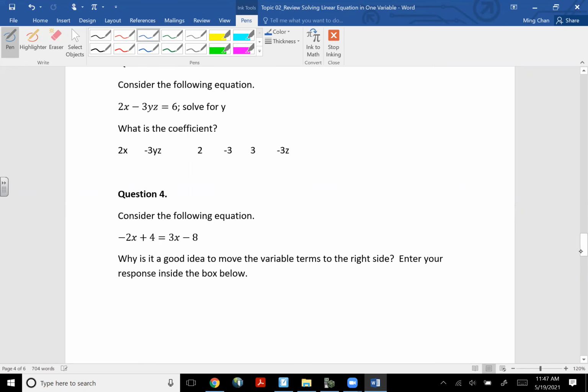Question number 4. Why is it a good idea to move the variable term to the right side? I mentioned that earlier. Why did I move my negative 2x to the right side earlier? It's a good idea because it avoids making sign mistakes when dividing both sides by the coefficient. By moving the negative 2x to the right side, you will eventually make your variable term positive. Therefore, the coefficient is going to be positive. So it helps avoid sign mistakes when dividing both sides by the coefficient.